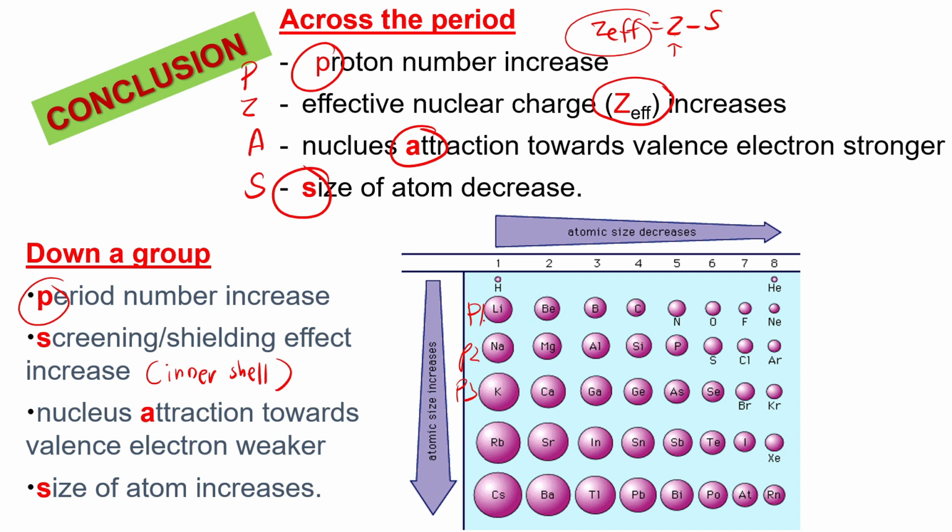There is one shell, then two shells. Okay, inner shell. So, attraction of nucleus towards valence electron is weaker because it is blocked by the inner shell. So, size of atom will increase. So, across a period, we use P sus. So, down a group, we use P sus. Okay, so this is the pizza from earlier.